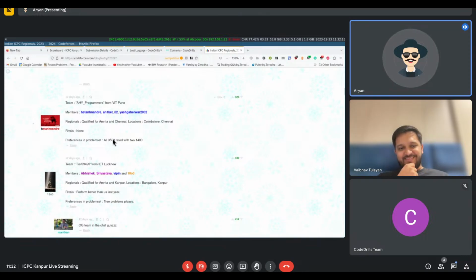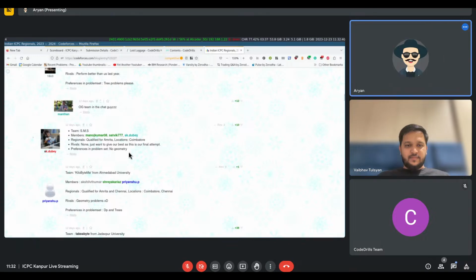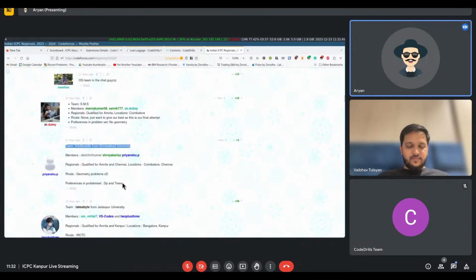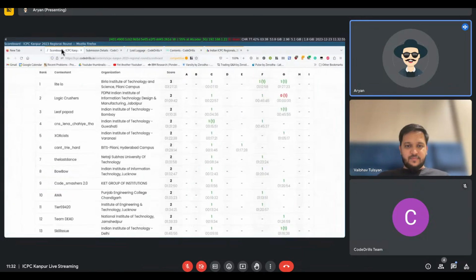Looking at the problem, Tire 69420 from IIT Lucknow says three problems please. There are three problems over here with the combined effect of mathematical solutions. There is one tree problem, I believe. Yes, there is only one. Then SMS team, they have no rivals, and it says no geometry again. Then we have Kilobyte Me, which says DP entries, and their rival is geometry problems. Let's look at how many geometry problems we have today.